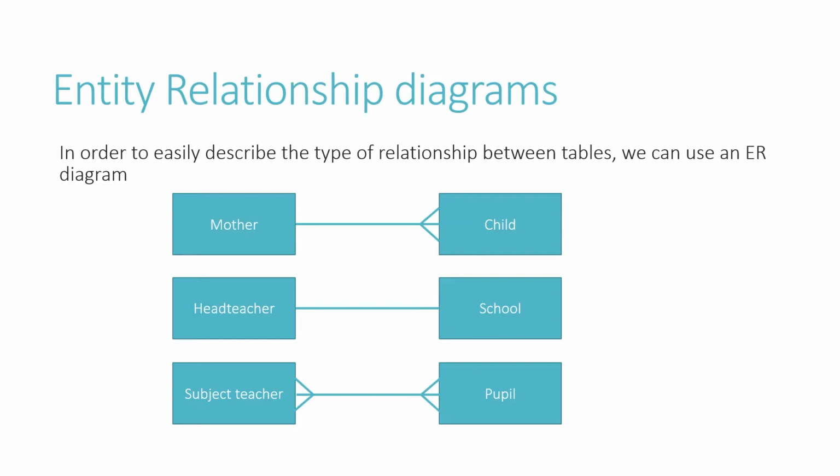Here we can see a mother can have many children, but a child can only have one mother, biologically speaking that is. With the head teacher and the school, it's one head teacher to one school. And with the subject teacher to pupils, there are many teachers to many pupils, many to many.